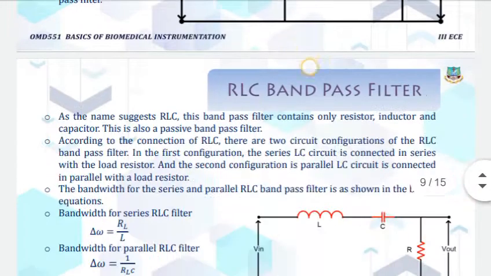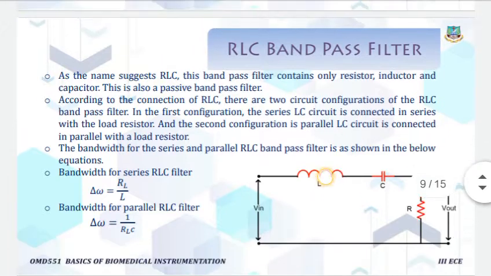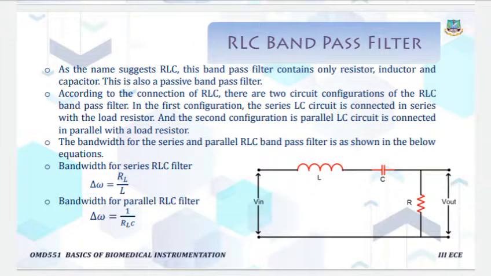Next one, RLC based circuit. Okay, so what is RLC? Resistor, inductor and capacitor. RLC based filter. This figure shows the RLC based filter circuit. It consists of only resistor, inductor and capacitor. This circuit is also, like the previous one, a passive band pass filter.